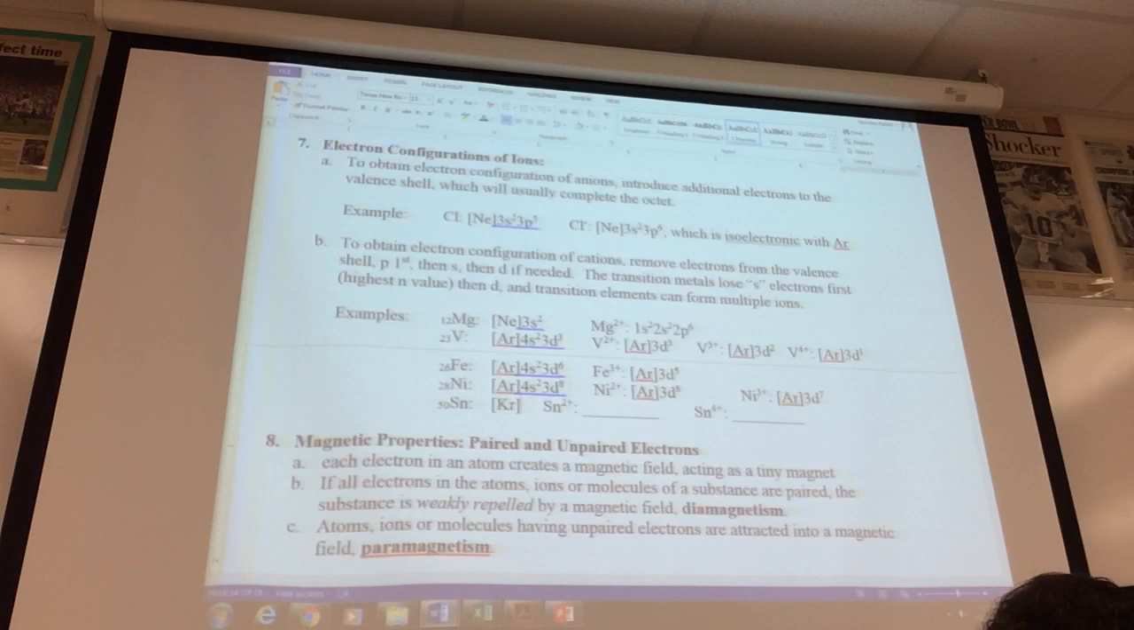Krypton 5s2, 4d10, 5p2. You got it. Oopsie. I don't know how to do that. It's actually very easy.